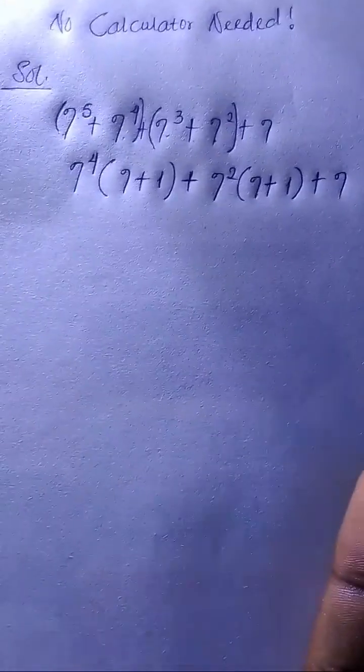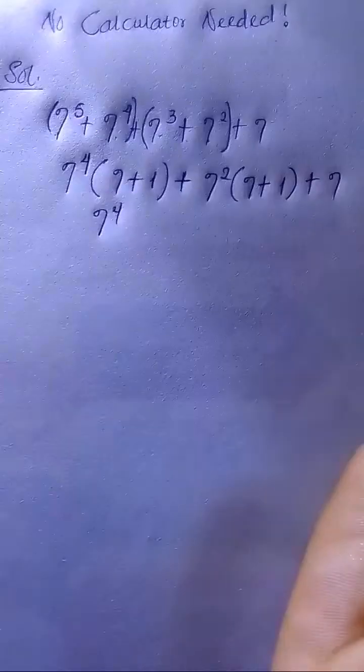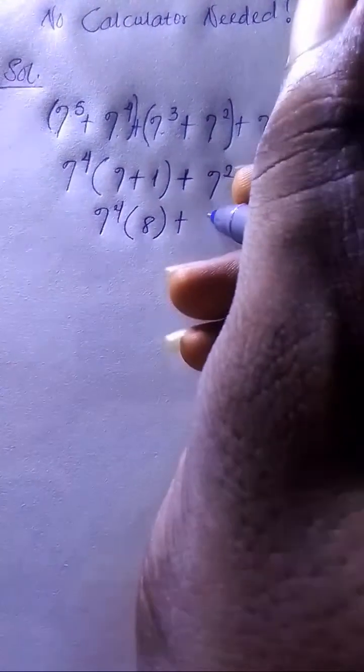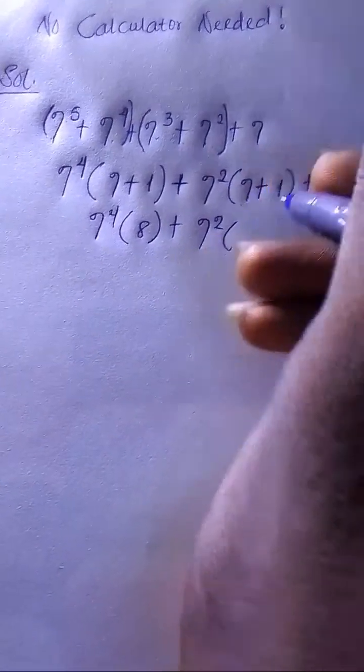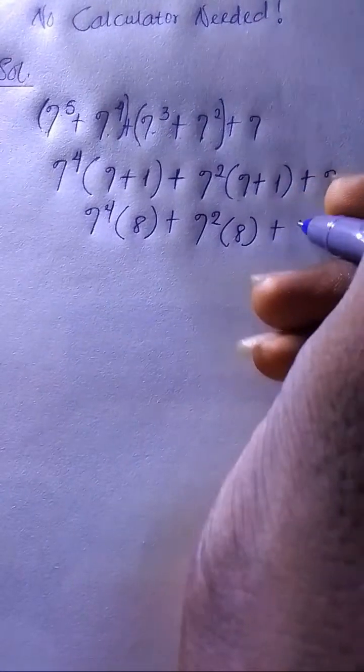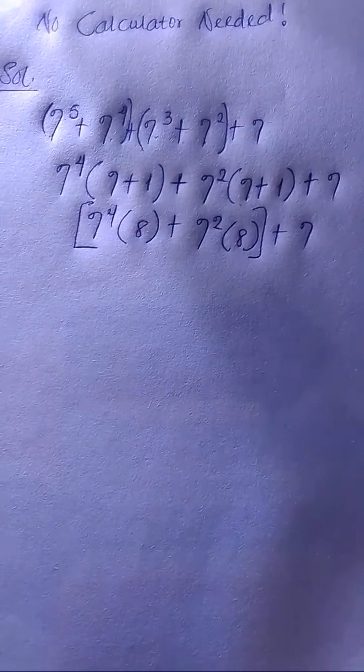So from here, what's the next thing to do? Let's add the numbers in the bracket. We have 7 raised to the power of 4 multiplied by the bracket 7 plus 1, which gives us 8, plus 7 raised to the power of 2 multiplied by the bracket 7 plus 1, which gives us 8, plus 7. So from here we can also bracket these things.